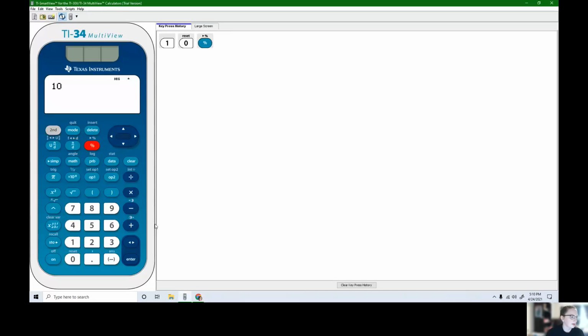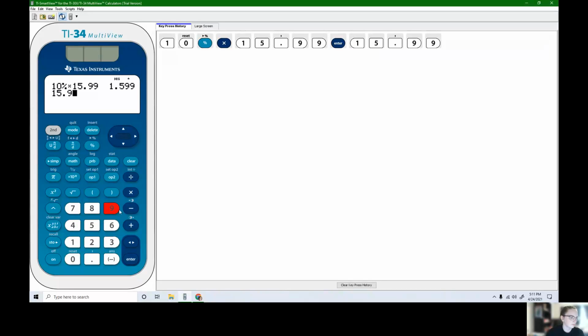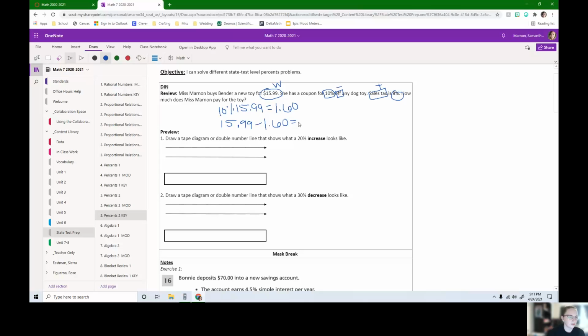10% times 15.99, and we get 1.599. We're going to have to round that to 1.60. So that's the discount amount. That's what we're going to actually take away from the $15.99. So $15.99 minus $1.60. Type that on our calculator. We get 14.39. So now it's on sale. It's only $14.39.